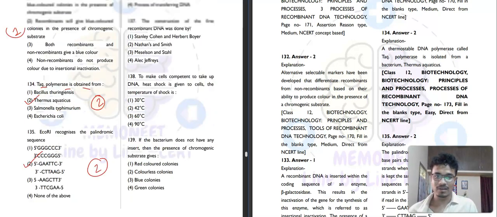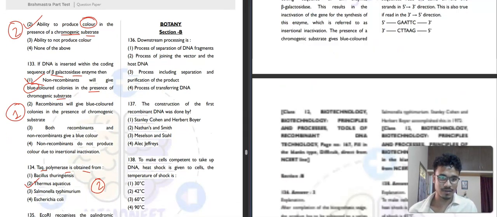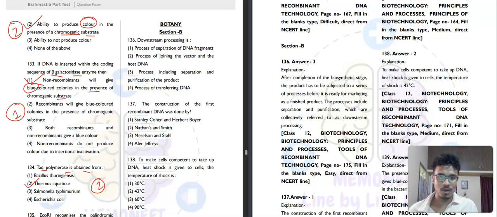In question number 136, I guess. Okay, 136. Sorry. So what is downstream processing? Process of separation of DNA fragments, no. Process of joining the vector and the donor DNA, no. Process including separation and purification of the product is the absolute answer. Third option.